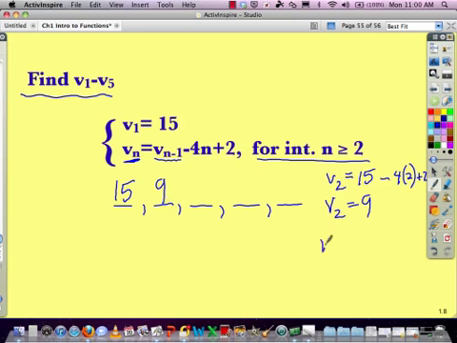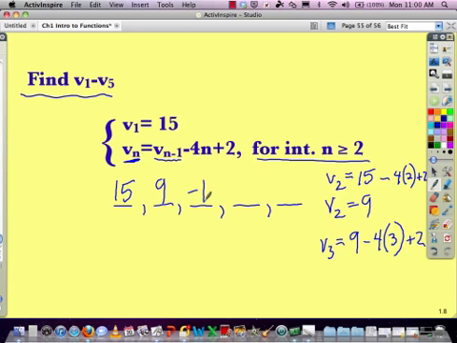Let's go to V sub 3. V sub 3, previous term, so that's 9, minus 4 times our counter. Our counter is now a 3, or in the third term, and then plus 2. So 9 take away 12 is negative 3. Negative 3 plus 2 is negative 1. Our third term is negative 1. And we'll continue in that fashion.